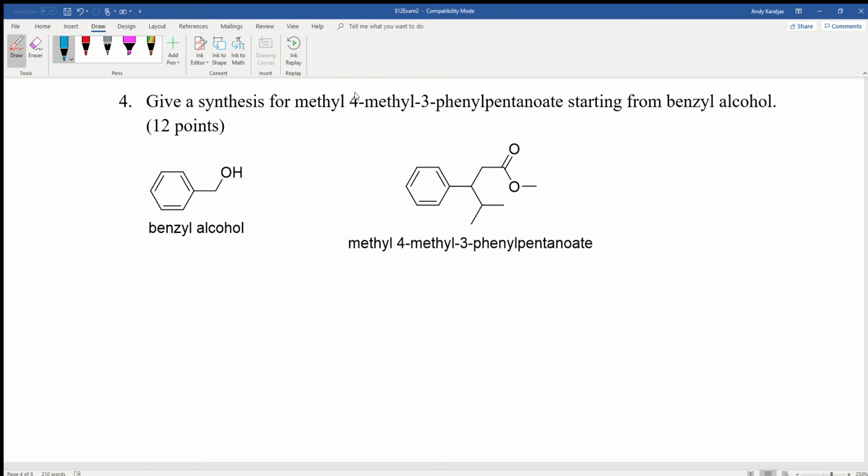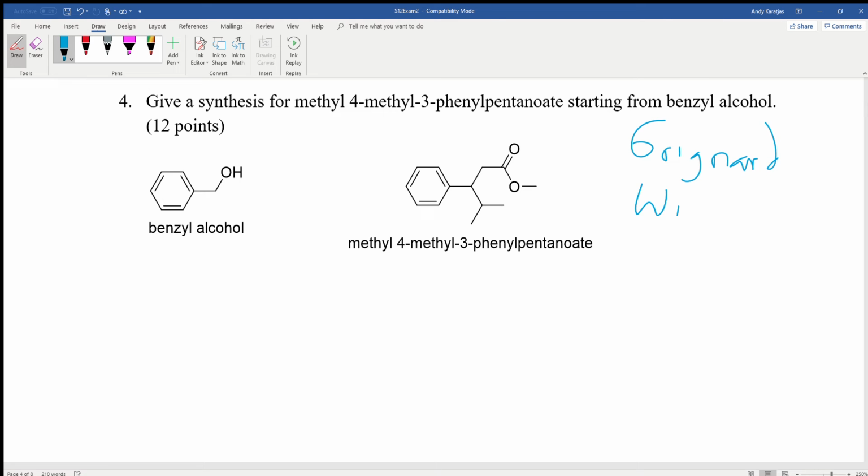Our next question is a typical synthesis question, but we notice in this compound we have to build up a fair amount of complexity because our product has several new carbon-carbon bonds that don't exist in our starting material. And so in a case like this, I would want to think about what are some ways that we can form new carbon-carbon bonds.